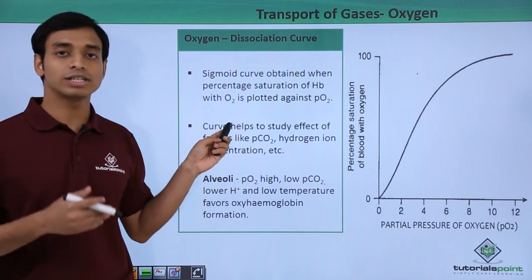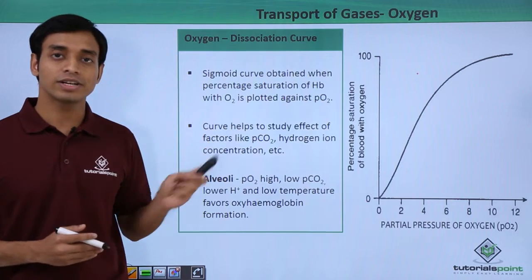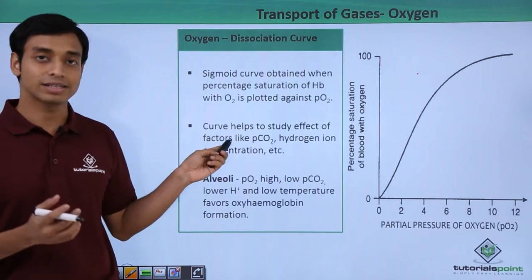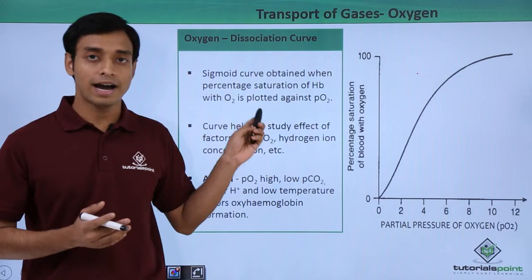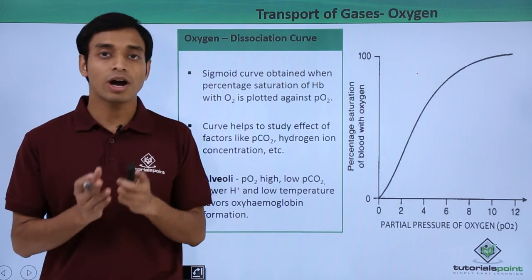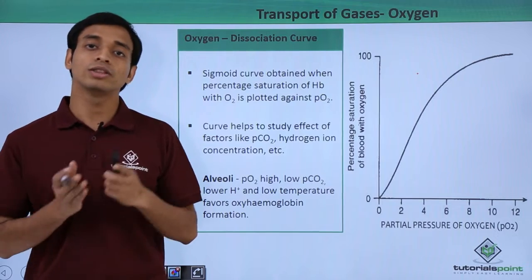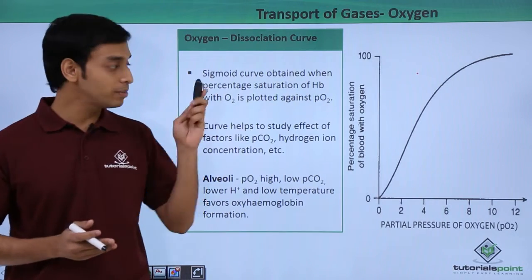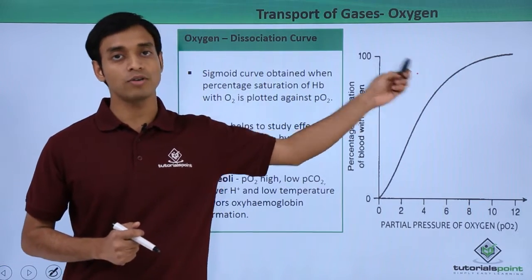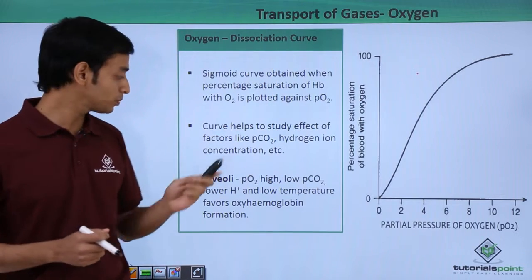Now what is the importance of this curve? This curve helps to study factors like the partial pressure of carbon dioxide, hydrogen ion concentration, etc. How these factors affect the formation of oxyhemoglobin can be studied by this sigmoid curve, or oxygen dissociation curve.